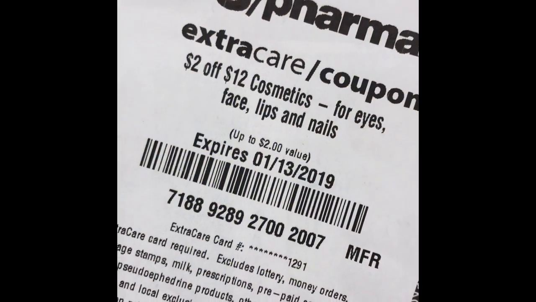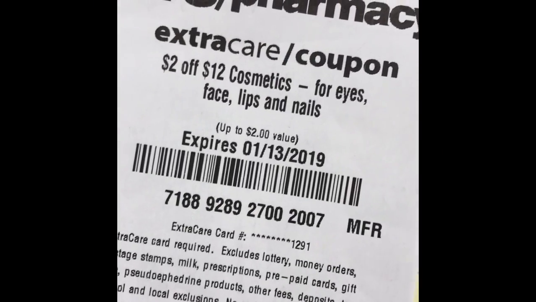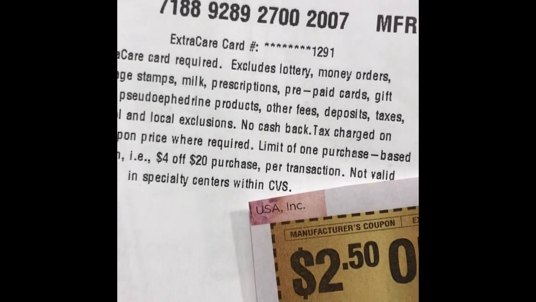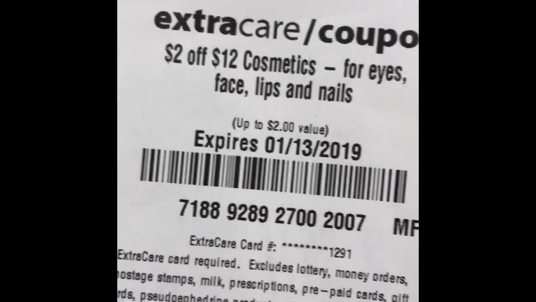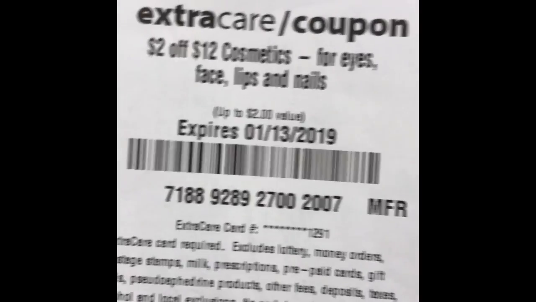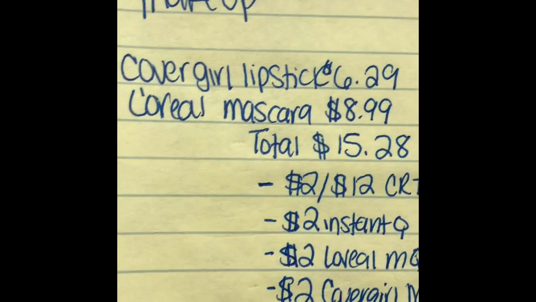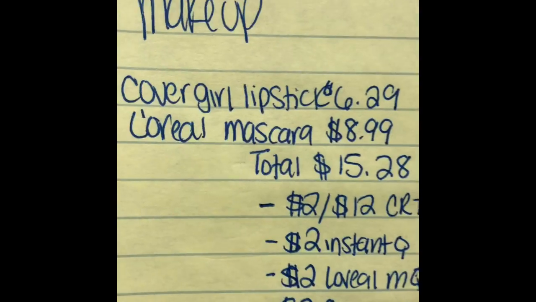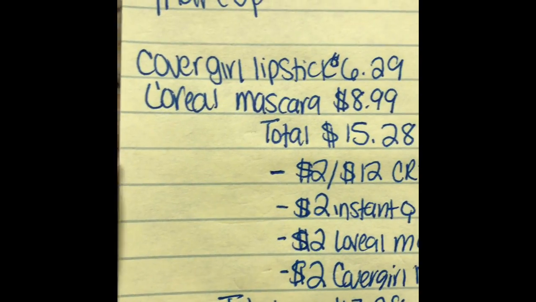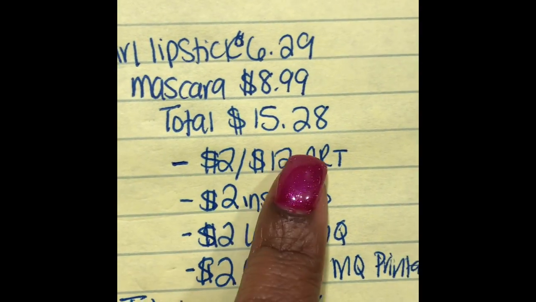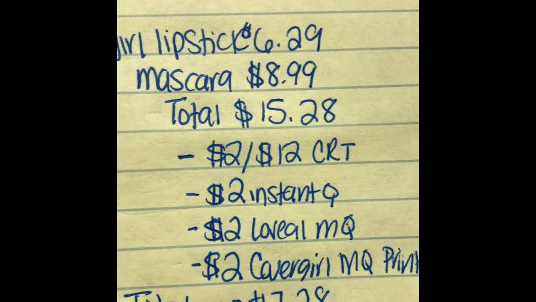Okay, here's example number 2 of a purchase-based coupon. It's going to be on cosmetics. This one also has the same exclusion at the bottom, limit 1 purchase-based coupon per transaction. And this one is a $2 off $12 cosmetics, so it works on any cosmetics for eyes, lip, or face. So we are going to grab 1 CoverGirl lipstick for $6.29, and we're going to grab 1 L'Oreal mascara for $8.99. It's going to bring our total to $15.28.